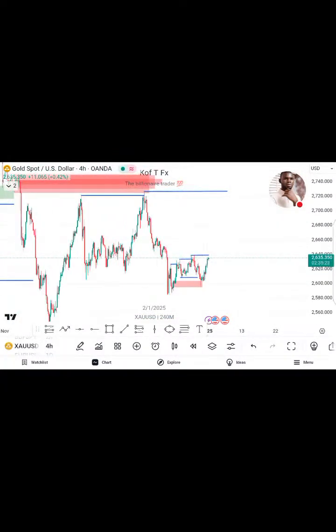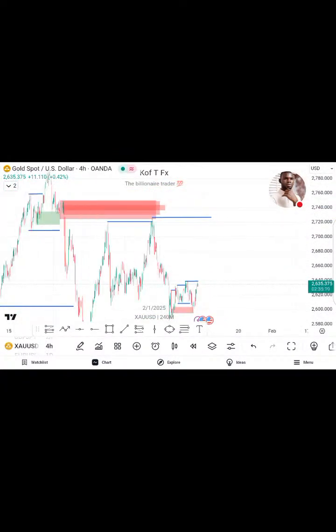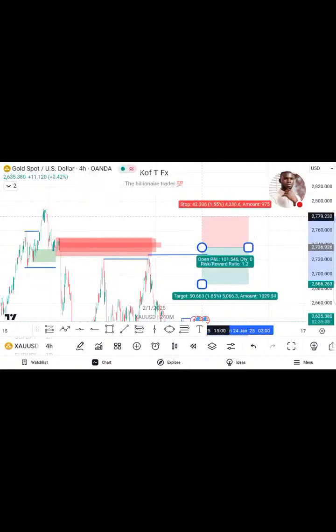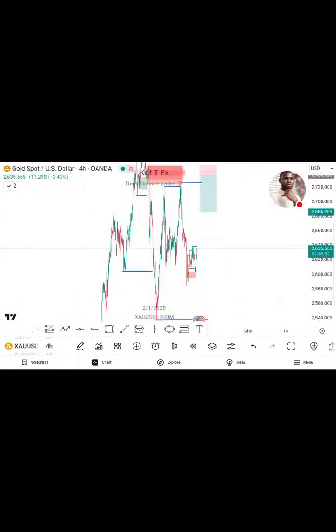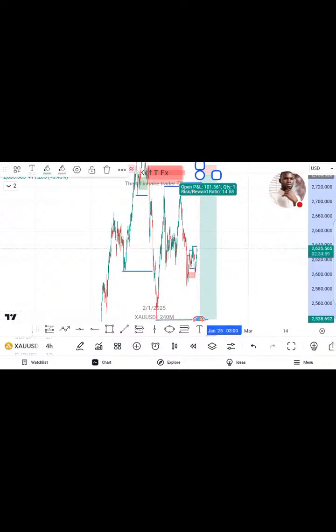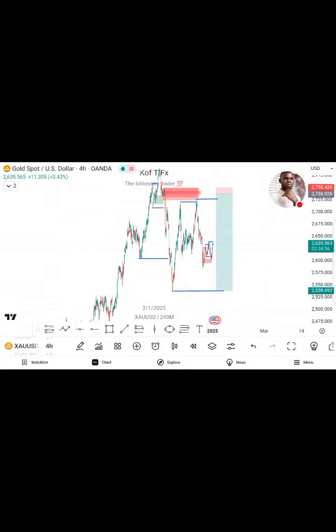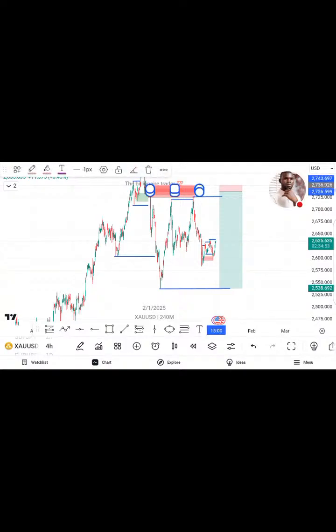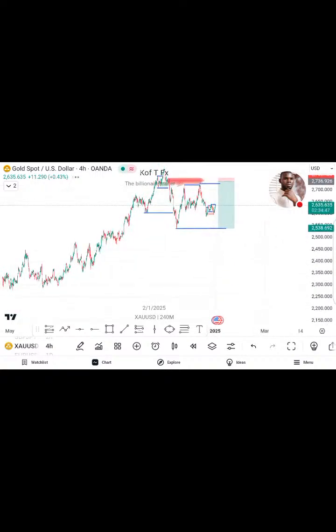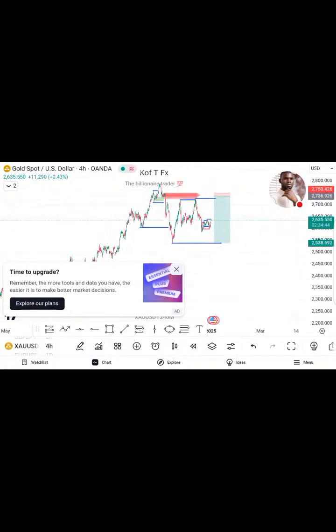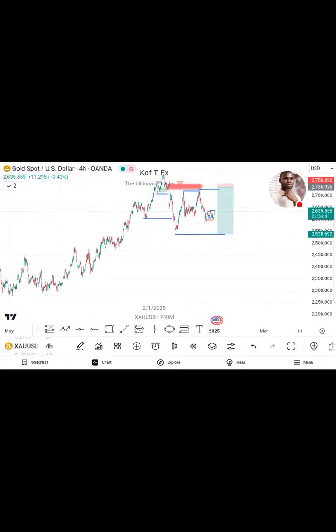I'm still looking at it. If price should take out this high, then I'm looking for opportunity even without waiting for any confirmation. Opportunity to pick a sell from that area, putting the stop loss just here and targeting this low. That would be my bias. If price should move from this and take out this high, then I'll be looking for opportunity to sell from that area and target this. Even though I'm still targeting low, low, low. So this is my bias on gold.